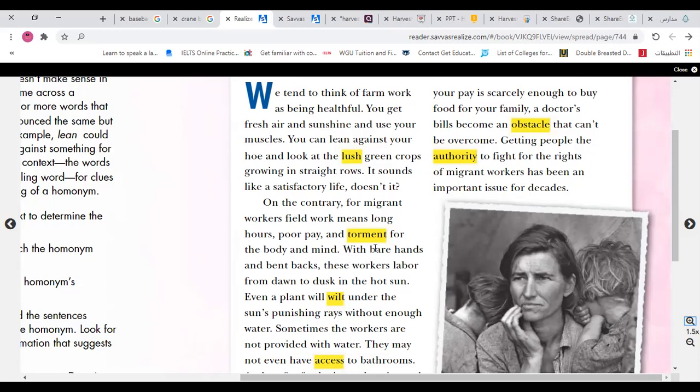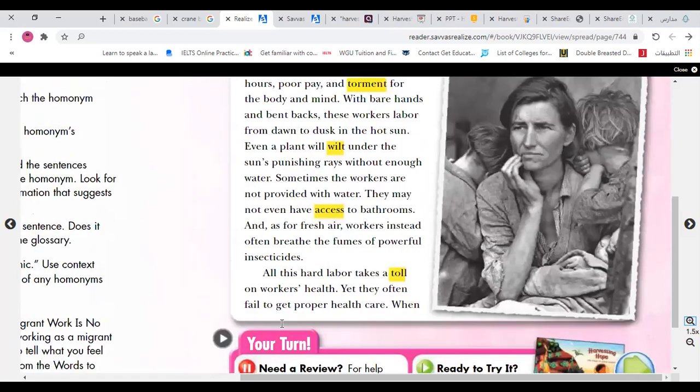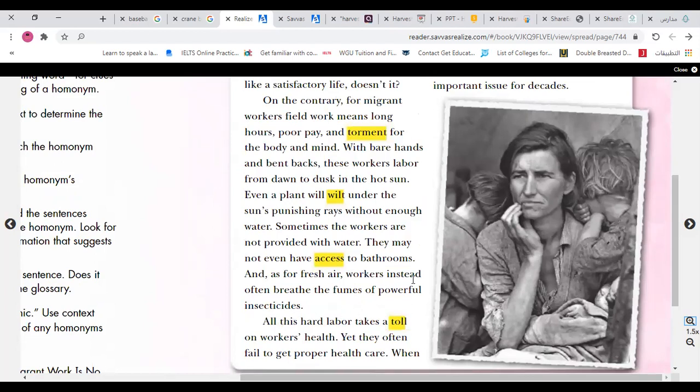What does it mean, tormented? It means that they have a lot of pain, and they stand the whole time between the lush, which means the green bushes, and they stay without water. Even the lush and the bush will wilt. What does it mean, wilt? It means they will become dry and they will die because there's no water. But those people stand under the sun from dawn to dusk without having anything, and without even having money to support themselves.